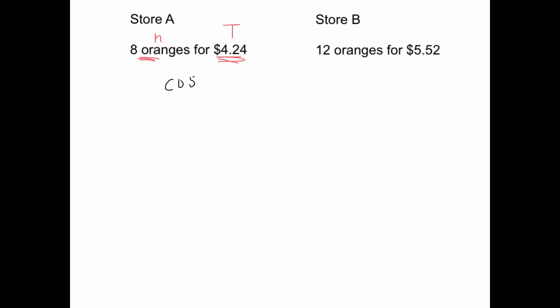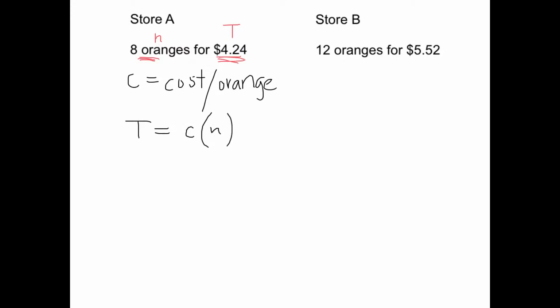So let's choose a variable that represents the cost per orange. How about we use the letter C? Let C represent the cost per orange. Well, how do you think we would calculate the cost per orange? To figure out what the total cost is equal to, we would have to take the cost per orange and multiply it by the number of oranges.